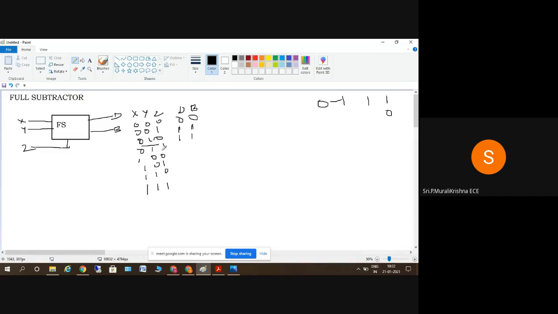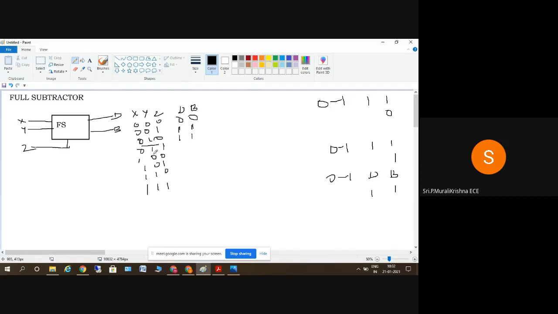Okay, and for 0, 1, 1 it is 0 minus 1. So 0 minus 1, what will I get here? Difference is 1 and borrow is 1. Again if I subtract 1 from this, what happens here? I'll get a difference of 0 and borrow is 1. Okay, this is 1. 0 minus 1 gives difference 1 and borrow 1.